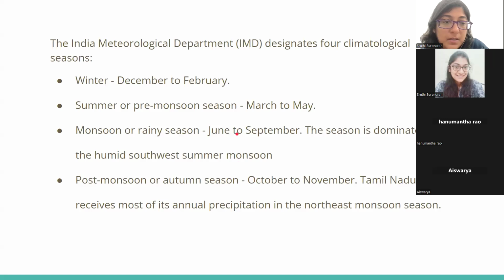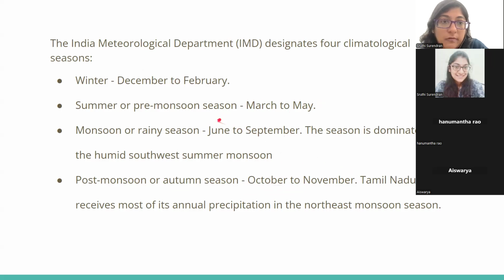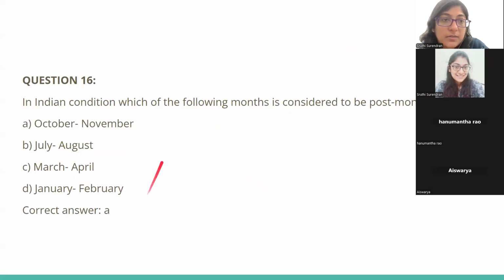Let's just go through the seasons once again. Monsoon is June to September. Post-monsoon is October to November. Winter is December to February. Pre-monsoon is March to May. So here they are talking about post-monsoon period, which is October to November. So the correct answer is option A, like a few of you posted.